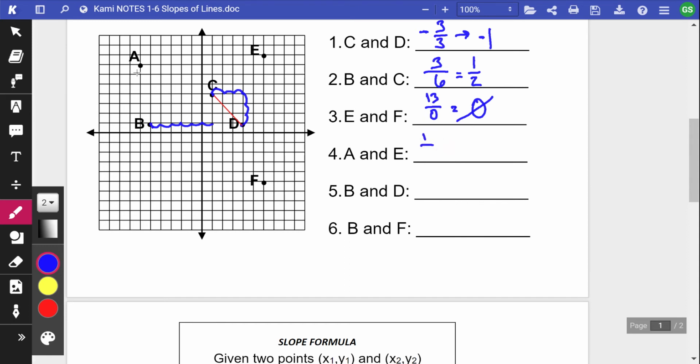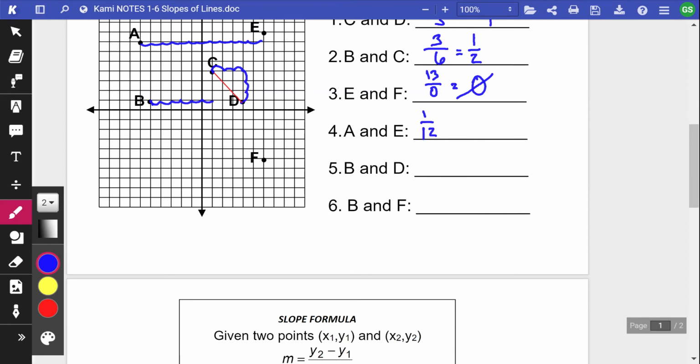And our run is 1, 2, 3, 4, 5, 6, 7, 8, 9, 10, 11, 12. 12. So 1 over 12. That's not going to reduce to a whole number or anything, so we just leave it as a fraction. And from left to right, we're going to go up, so that's a positive slope.